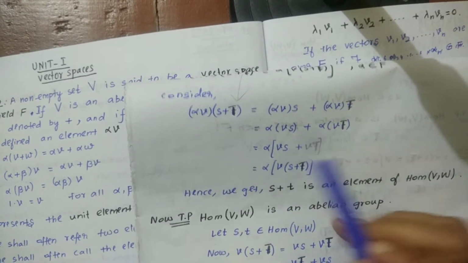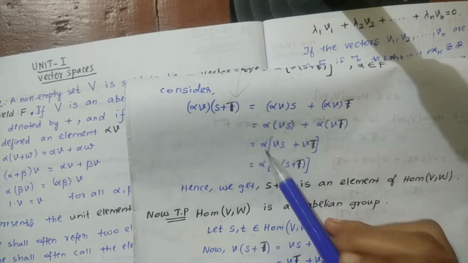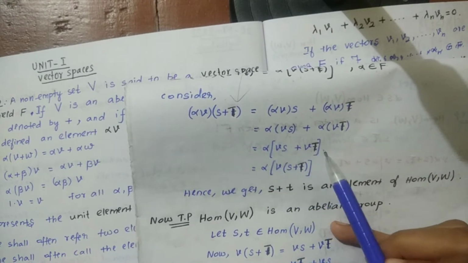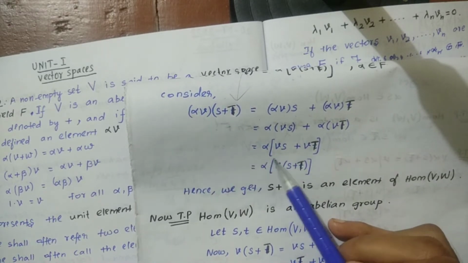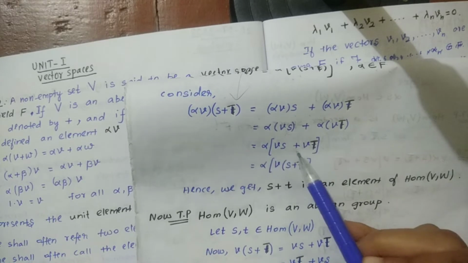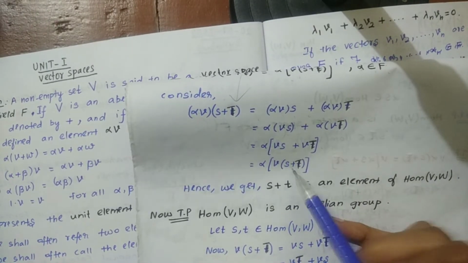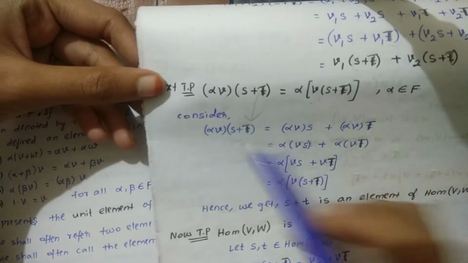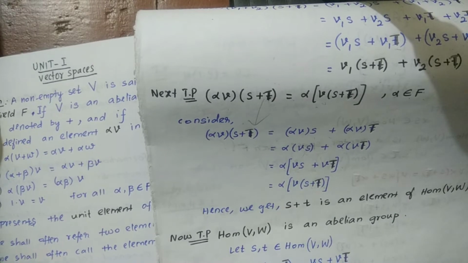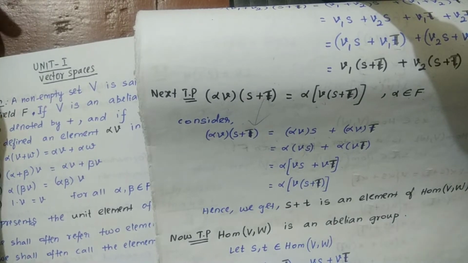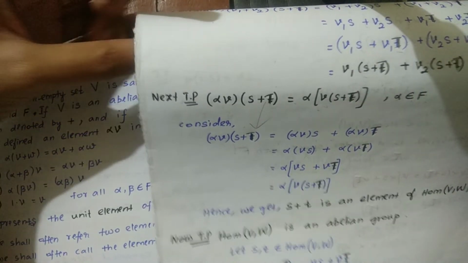So now from these two terms you can take alpha common, right? So I'll take alpha common so that you get vs plus vt. Now from here you can take v common, right? So take v common into s plus t. So what you have proved, the second condition also we have proved. So by proving these two conditions, you could say that s plus t is an element of homomorphism of v comma w.